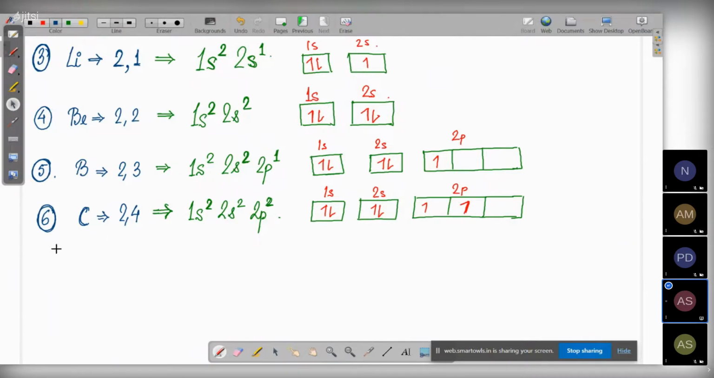Okay, is it understood? Why the box diagram is done in this way? Is it clear? Yes, sir.